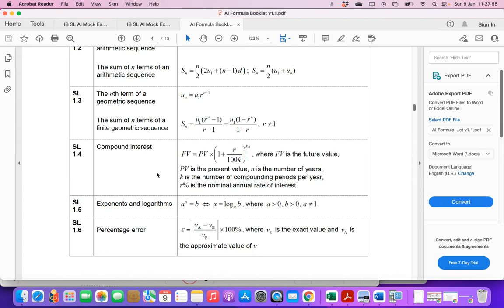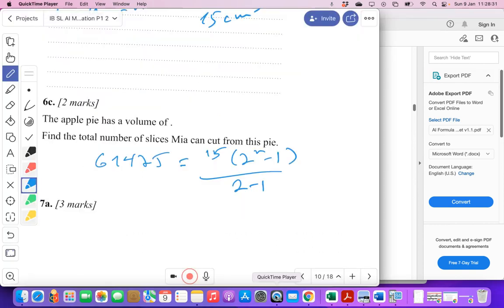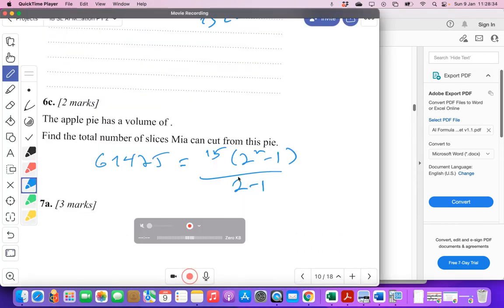So the total is 61,425. And then we put in our formula. 15 is the first slice because that's U1 here. And then our ratio is 2. We subtract 2 to the n minus 1 over 2 minus 1, which is just 1. Okay, so we're going to solve that equation that looks like this. Okay, so this is just 1. Don't need to pay much attention to that.